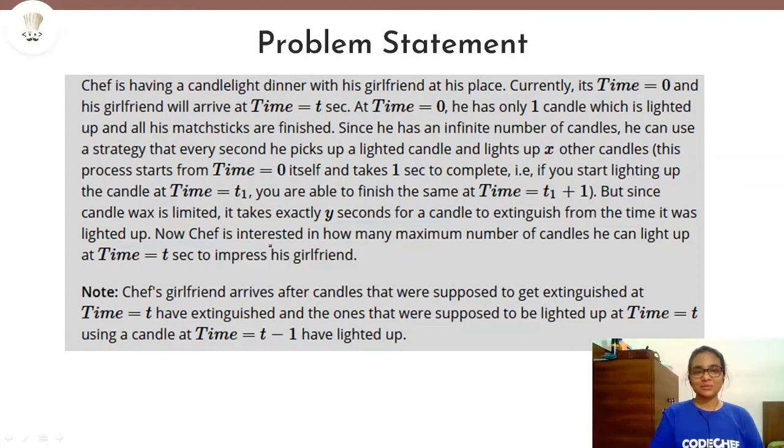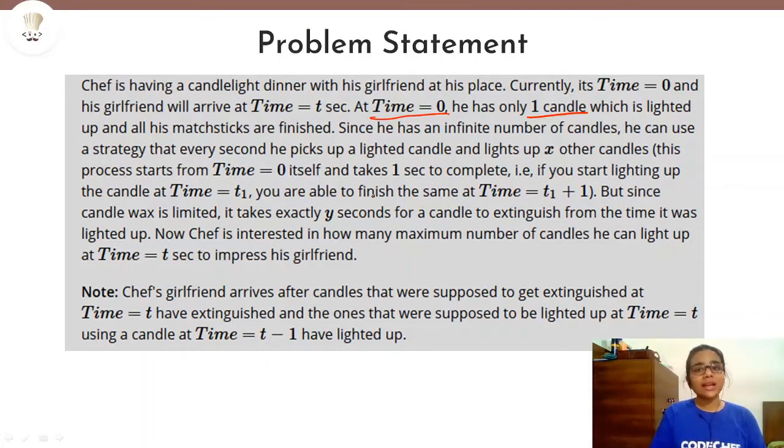So in this problem statement, chef wants to have a candlelight dinner with his girlfriend at his place. But for having a candlelight dinner, we need candles, right? And a lot of candles. But it is given that chef has only one candle with him, which is lighted up, at time t equals 0 seconds. So at 0 seconds, the chef has just one candle which is lighted up.